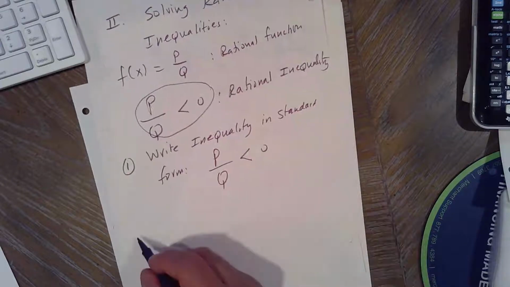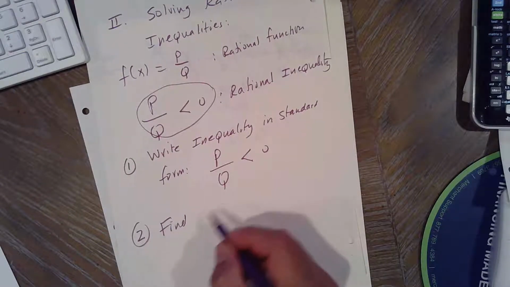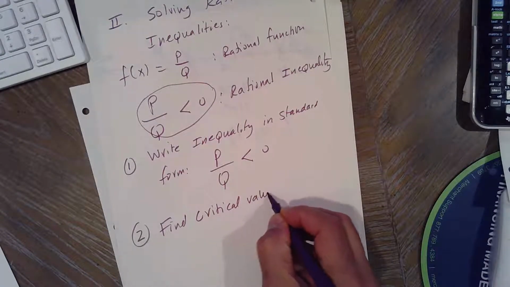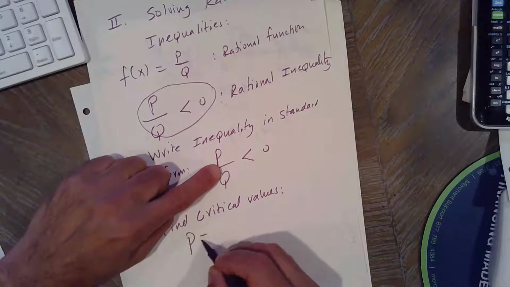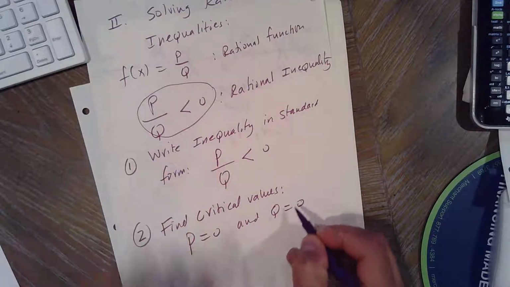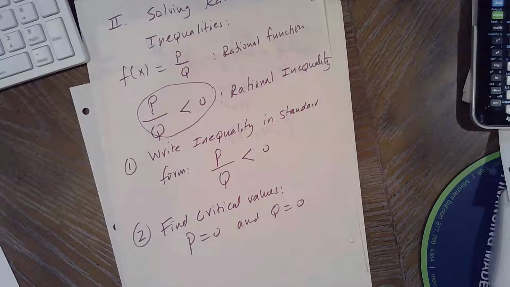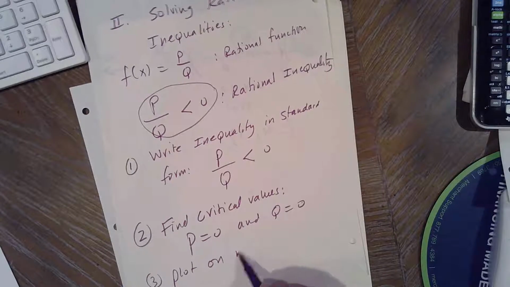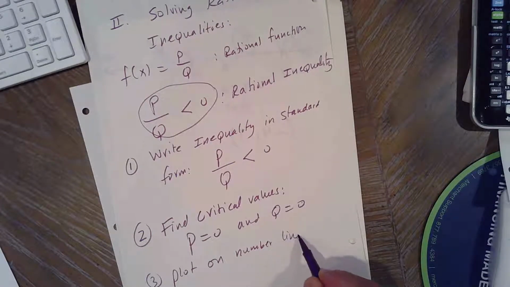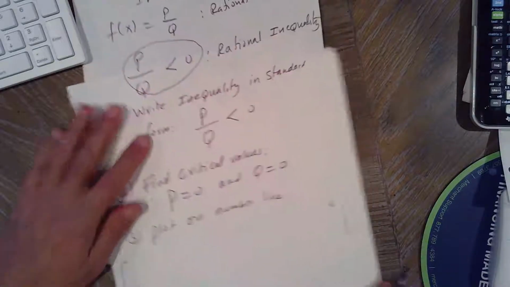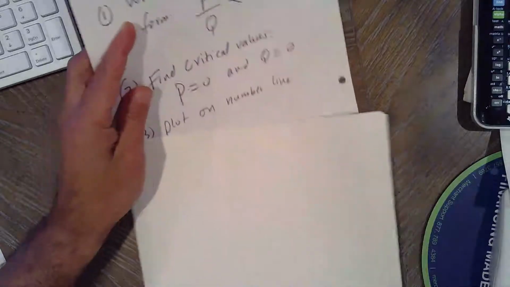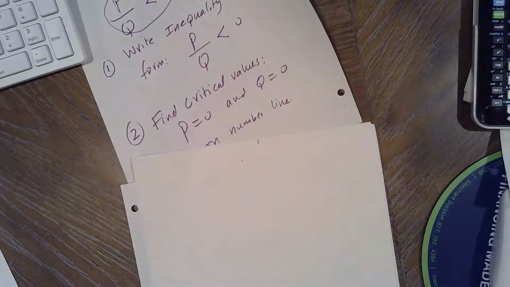Once you have it in that form, you find critical values, just like we did with polynomial inequalities. This time we find them by setting p equals 0 and q equals 0, top and bottom. Then the rest is the same. You plot the critical values on the number line to divide it into intervals. I'm not going to write everything down. Use test intervals, and again they alternate as long as none of them show up an even number of times.